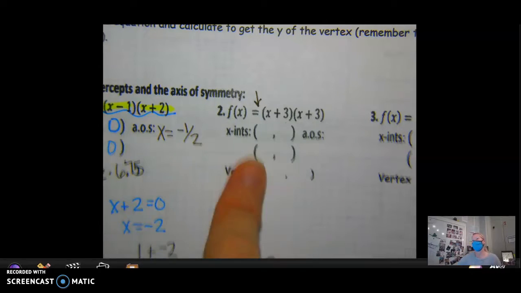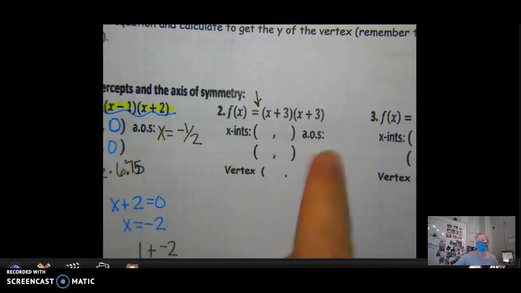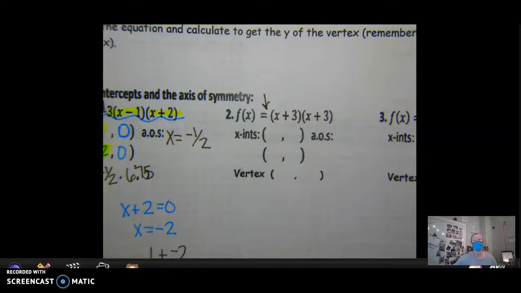I want you guys to try this on your own. Yes, you've only done one example, but I want you to use all your work from this example to see if you can do it. So go for it.